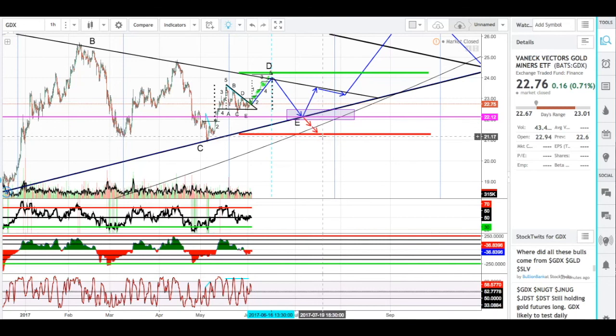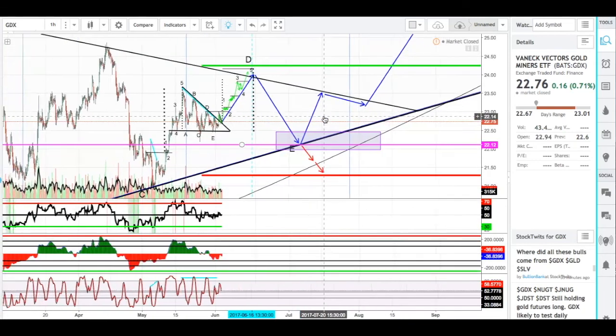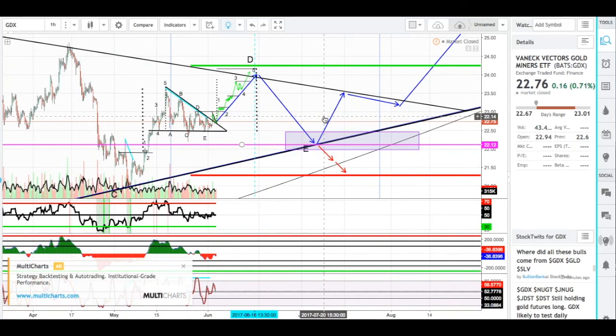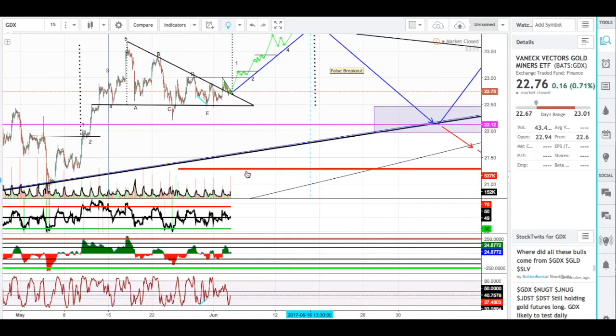If we do break below this, then I think that the bears will be in control for several months to come. But I have this rectangle right here to be my entry point, but we are not quite there yet. So let's zoom into what's going on in the now. Watch 15-minute. What do I see?